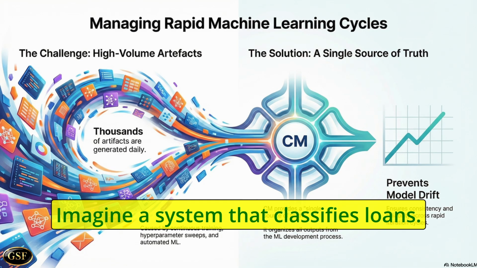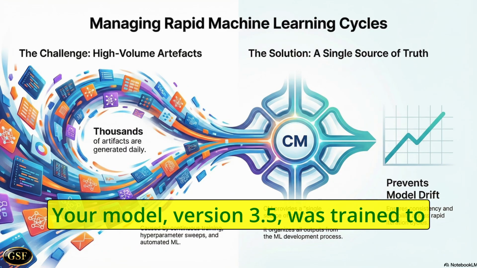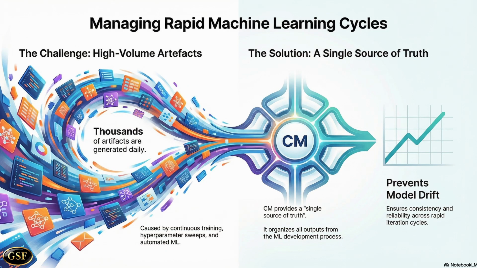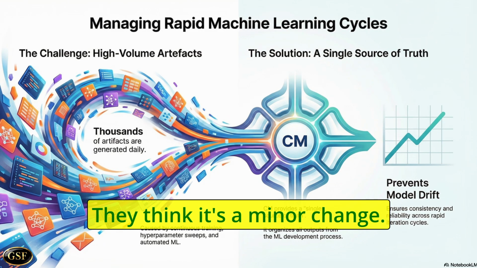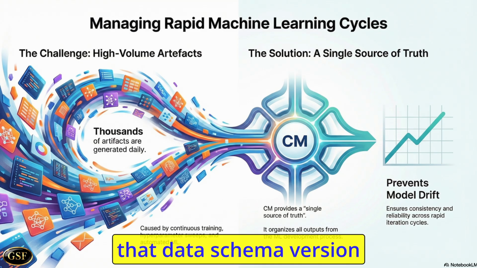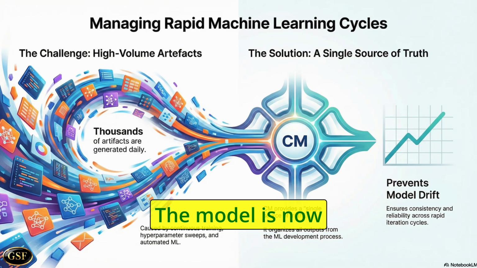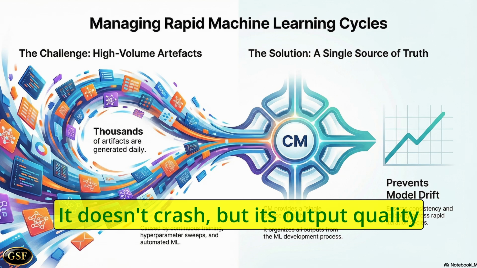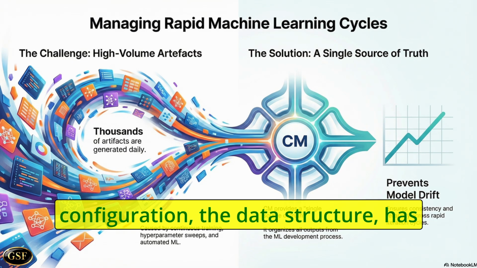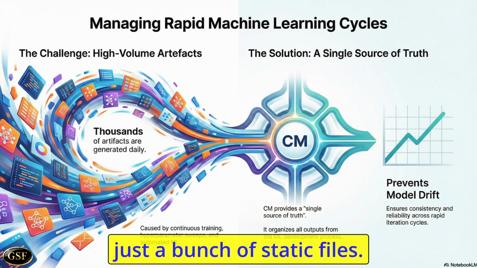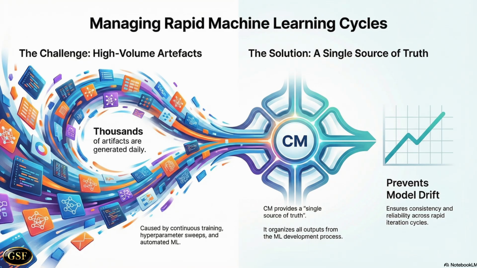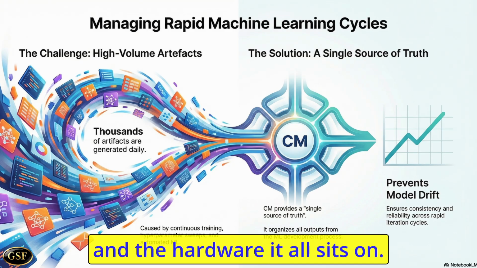Sure. Imagine a system that classifies loans. Your model, version 3.5, was trained to expect 50 input features, including one called FICO Score Bracket A. Then, a data engineer working completely separately updates the internal feature store and renames that field to FICO Score Bracket B. They think it's a minor change. But without CM tracking that data schema version and linking it directly to that model version, the model is now getting incompatible inputs. It doesn't crash, but its output quality just plummets because the fundamental configuration, the data structure, has drifted without the model's knowledge. So the configuration isn't just a bunch of static files. It's a dynamic relationship between the logic, the specific version of the data, and the hardware it all sits on.